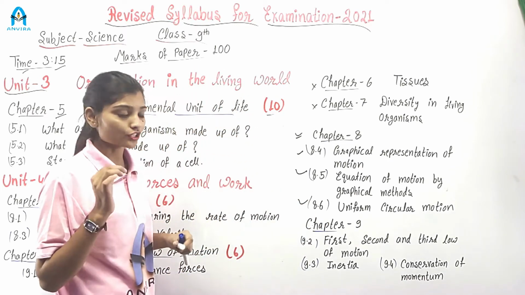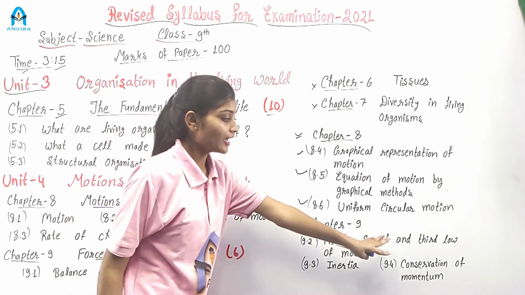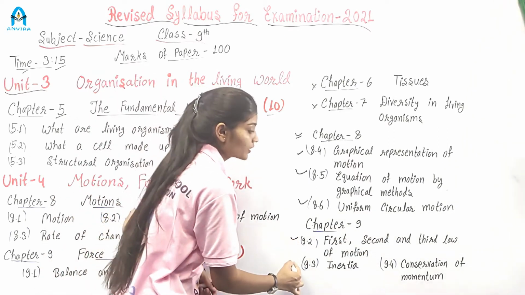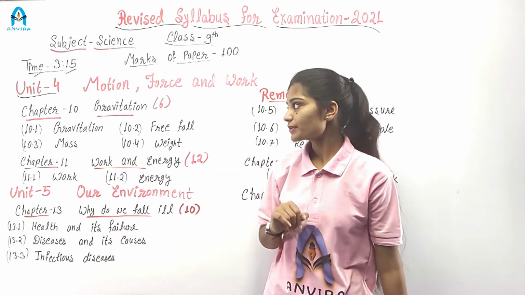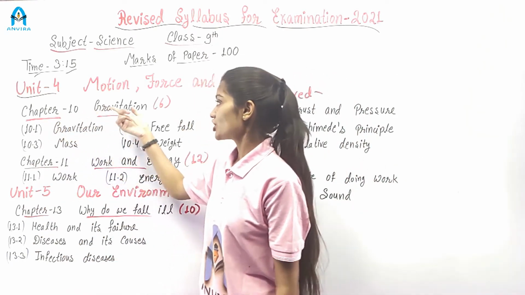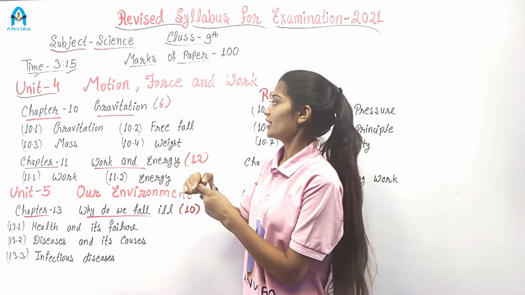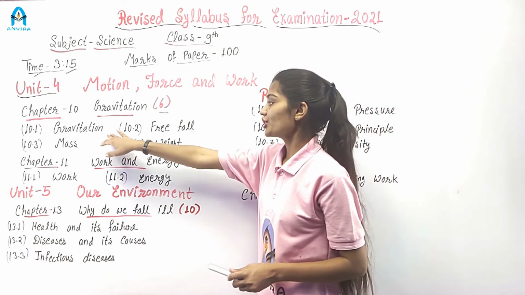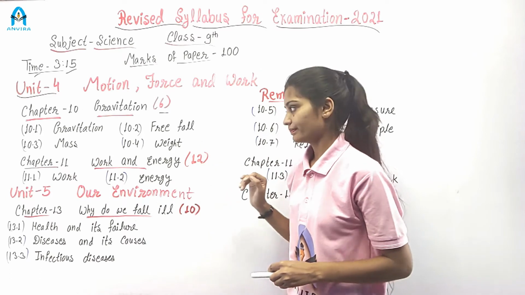And the topics which are removed from chapter 9: first, second and third law of motion, inertia and conservation of momentum. And the next chapter, chapter 10 which is gravitation and the total marks for this chapter is 6 and the topics are gravitation, free fall, mass and weight.